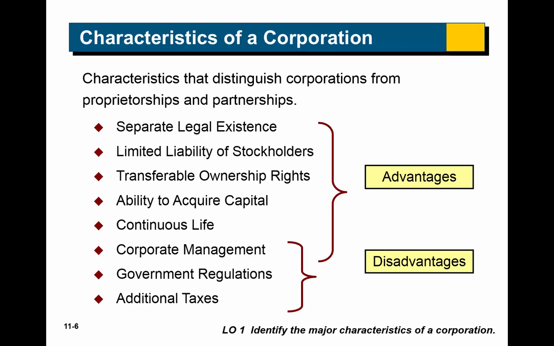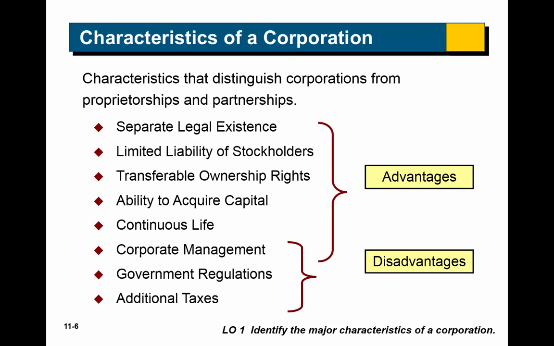So a corporation is a certain type of business that has a few characteristics. The biggie is that it has separate legal existence, meaning it is its own entity. It's like a person almost from a legal standpoint. It's separate from the owners as opposed to being the same entity as the owners of the business. The stockholders are limited in liability, meaning if the business gets sued, the stockholders aren't really getting sued. Their liability is limited only to the amount that they own in the business, not all of their assets. Rights of ownership are transferable. The corporation can acquire capital. It has continuous life, meaning if owners die, the business keeps on going. It doesn't die with the owners.